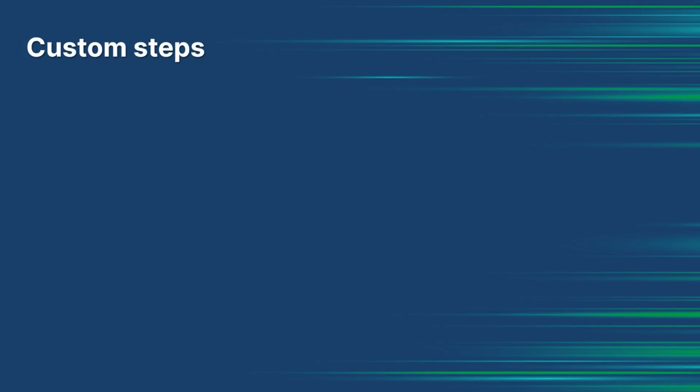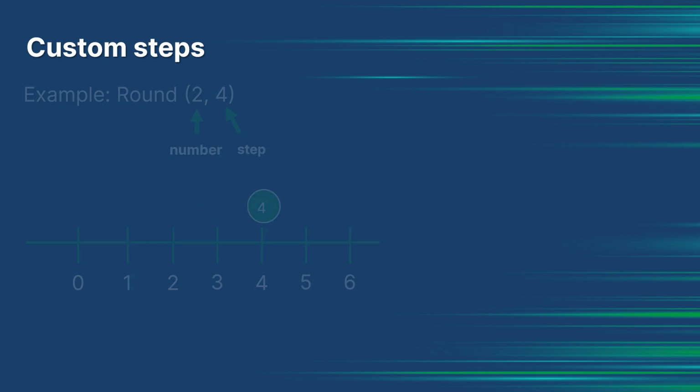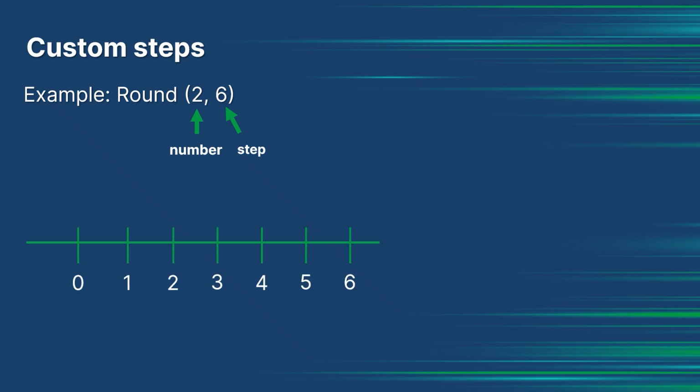With a step value instead, Qlik rounds to the nearest multiple of that step. For example, if we add the step 4 to the number 2, it rounds to the nearest multiple of 4, which is 4. If we use step 6 instead, Qlik rounds down to 0, because 2 is closer to 0 than 6.